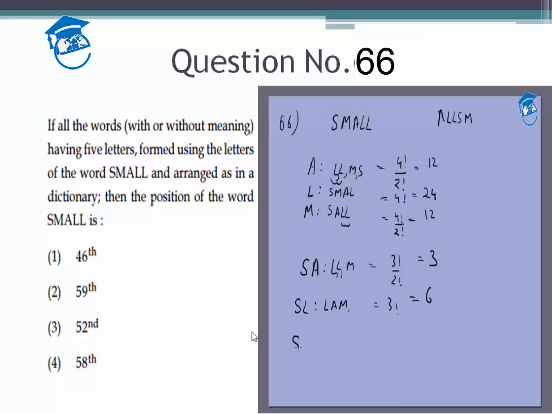And after that you'll have words beginning with SM, and the first word beginning with SM will be SMALL, and this is the word we need. So these are a total of 24 plus 24, 48, 48 and 9 is 57 words, which means SMALL is the 58th word, which means the answer is option 4.